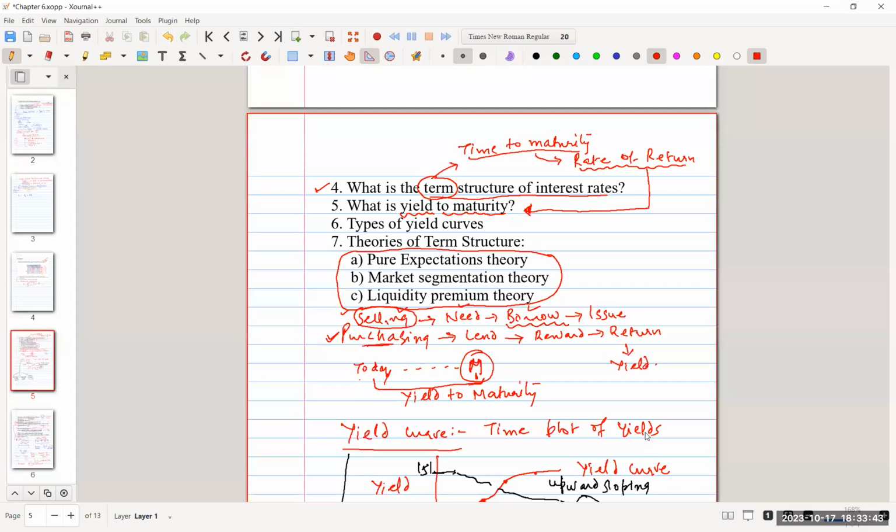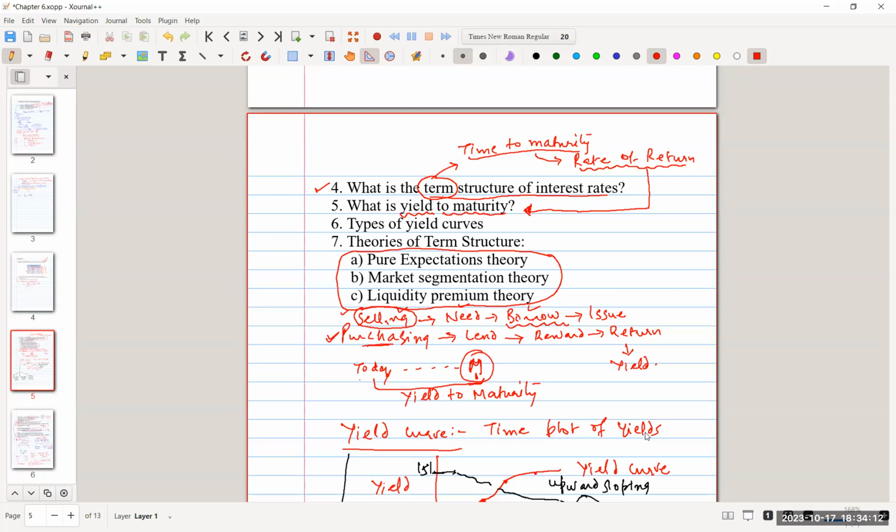Short-term debt instruments will have different prices and interest rates, and their long-term counterparts will have a totally different set of prices and interest rates, which simply means that the market for the short-term instruments and the long-term instruments will be completely segmented. There will be no integration. There will be no connection between the two, right? That is what the market segmentation theory is.